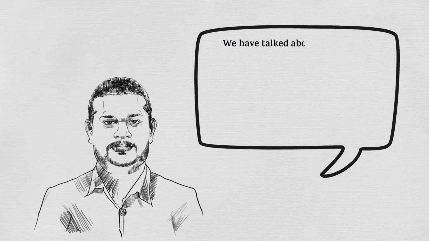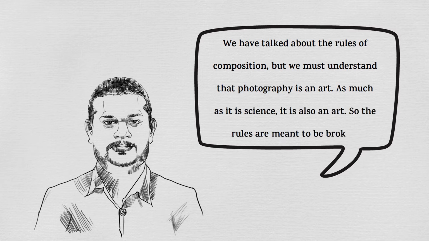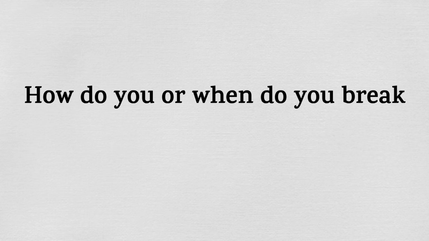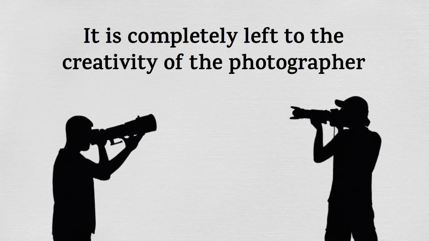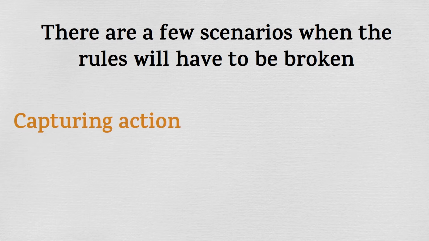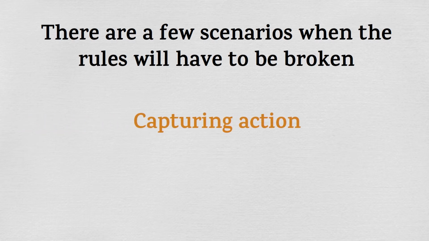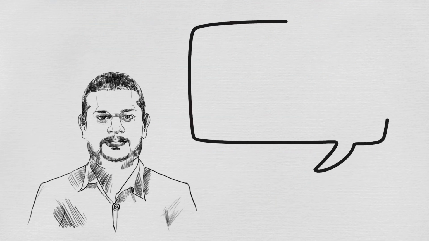Now we've talked about the rules of composition, but we must understand that photography is an art. As much as it's a science, it's also an art. So the rules are meant to be broken. So how or when do you break the rules of composition? It is completely left to the creativity of the photographer when you want to break the rules. But there are a few scenarios when the rules will have to be broken. Now what are those scenarios? One is when you are capturing action, and second is when there are multiple elements in the picture that need attention. So let's look at these scenarios.